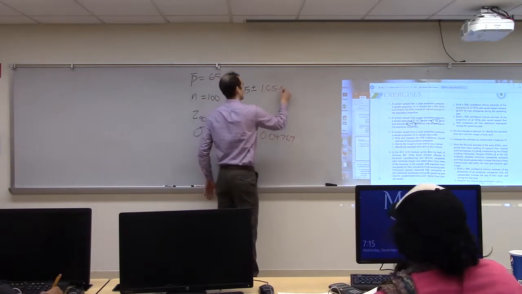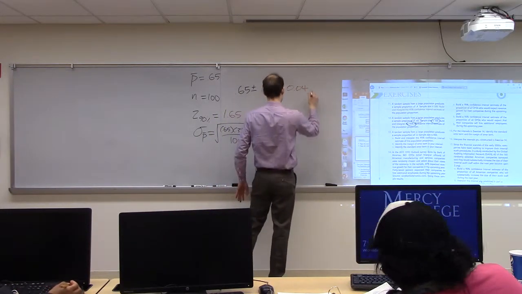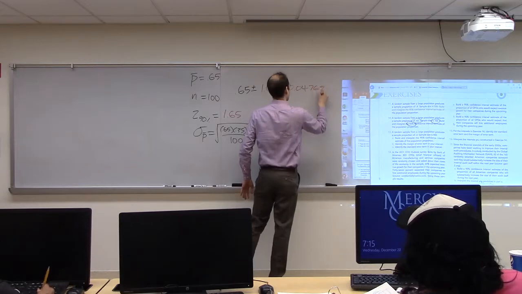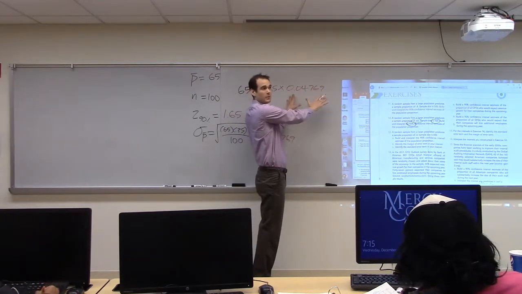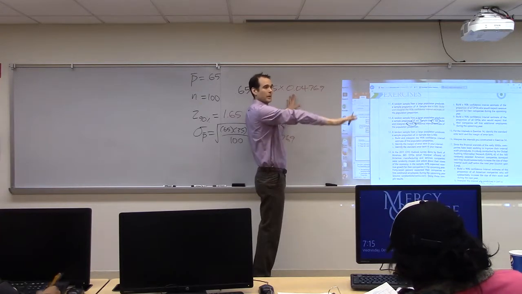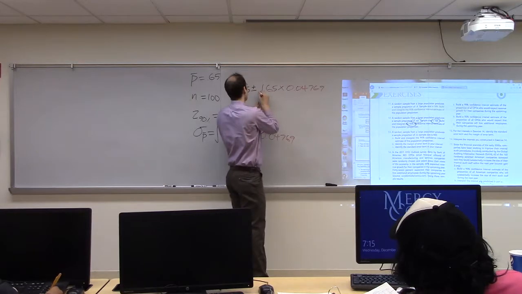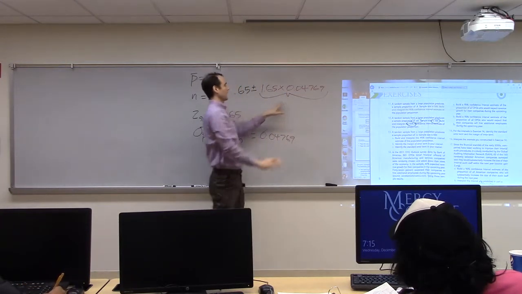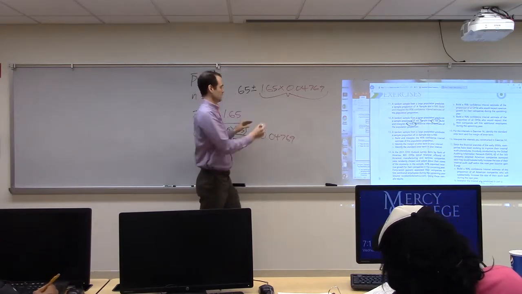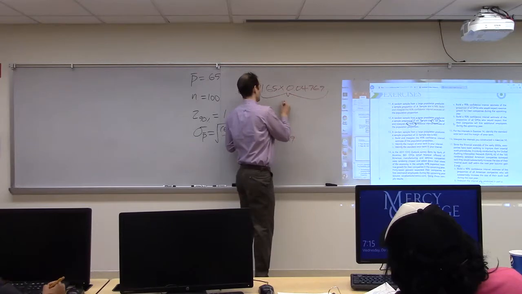So 1.65 times 0.04769. And you keep this whole number in your calculator, of course, store it, don't round it, or keep it in Excel, and multiply it by 1.65. What do we get if we just multiply those two together? What is our margin of error? 0.07869.